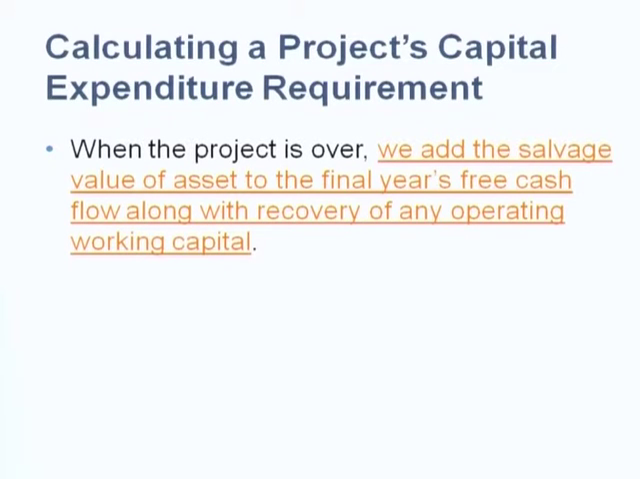Next, you need to calculate the project capital expenditure requirement. When the project is over, you use it until the end of the project life. We add the salvage value of the asset to the final year's free cash flow, along with liquidated working capital, anything left in the firm. You have to sell it. So this is the terminal value, or terminal cash flow.